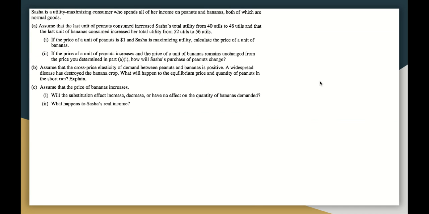Okay, here is a free response question that I found in the past that might be similar to something that you do on the actual test. Sasha is a utility maximizing consumer who spends all of her income on peanuts and bananas, both of which are normal goods. Assume that the last unit of peanuts consumed increased Sasha's total utility from 40 to 48, and that the last unit of bananas consumed increased her utility from 52 to 56.